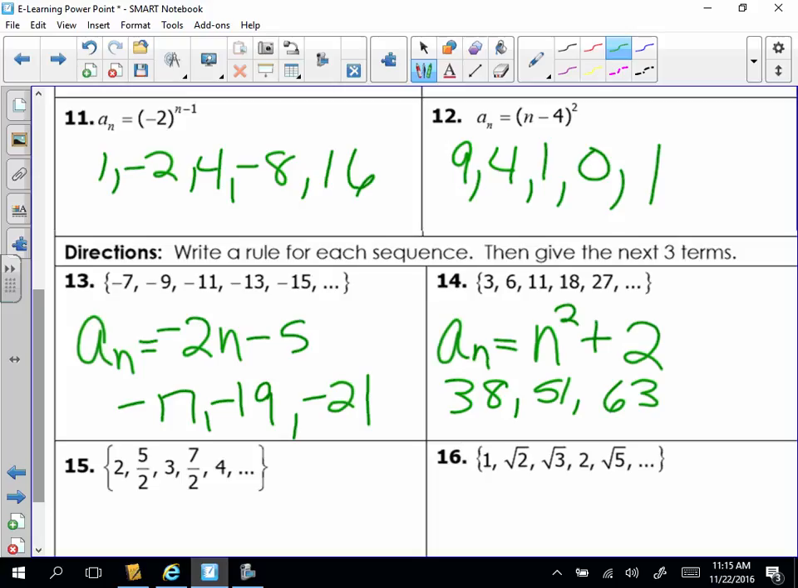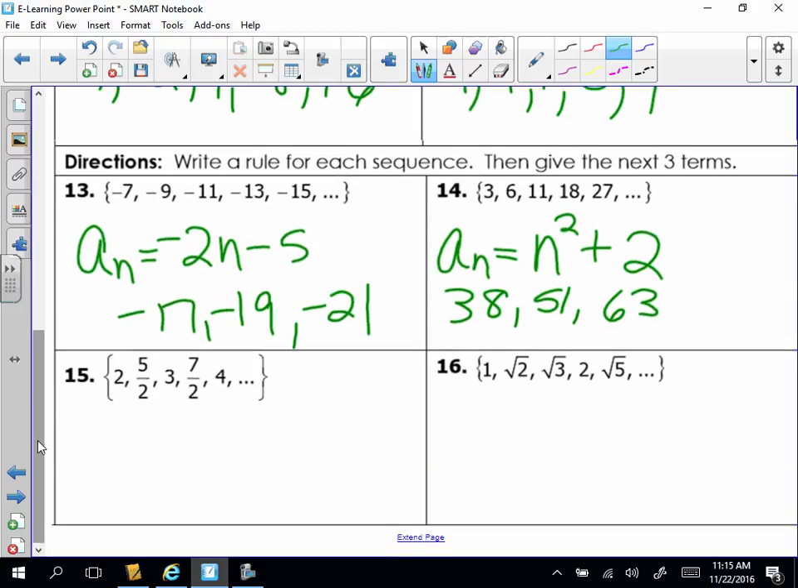On 15, your a sub n, you're taking n plus 3 and dividing by 2. 1 plus 3 is 4, divided by 2 is 2. 2 plus 3 is 5, divided by 2 is 5 halves. And if I continue the pattern, I get 9 halves, 5, and 11 halves.